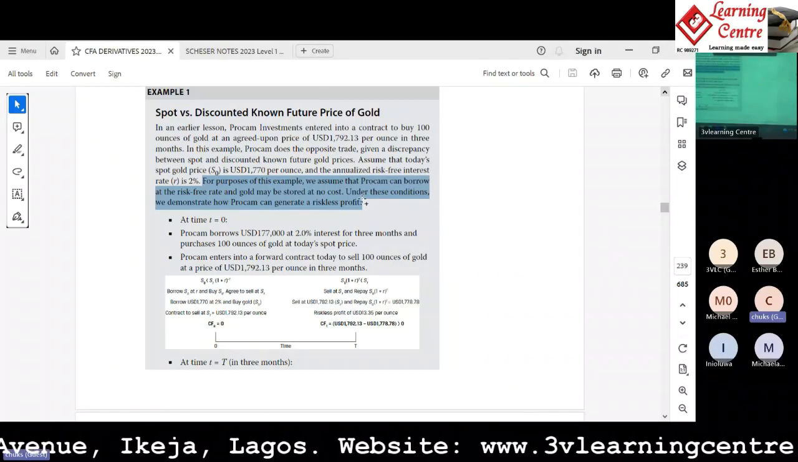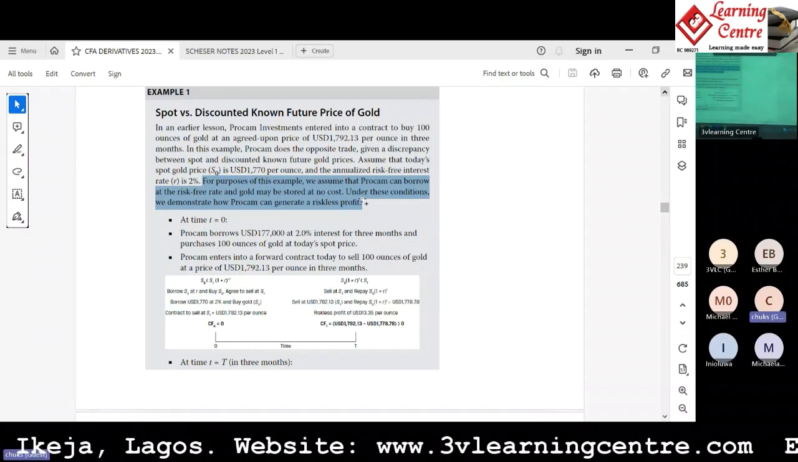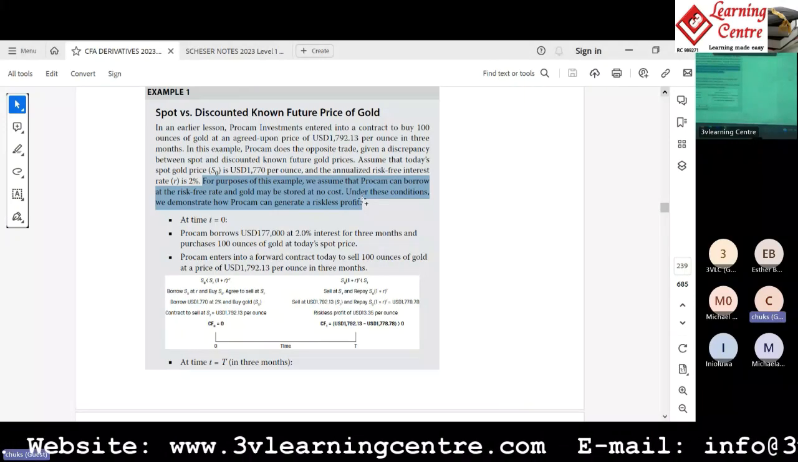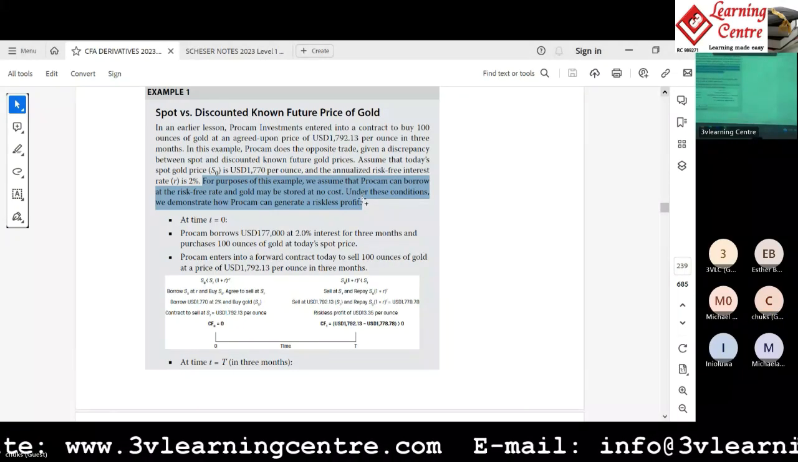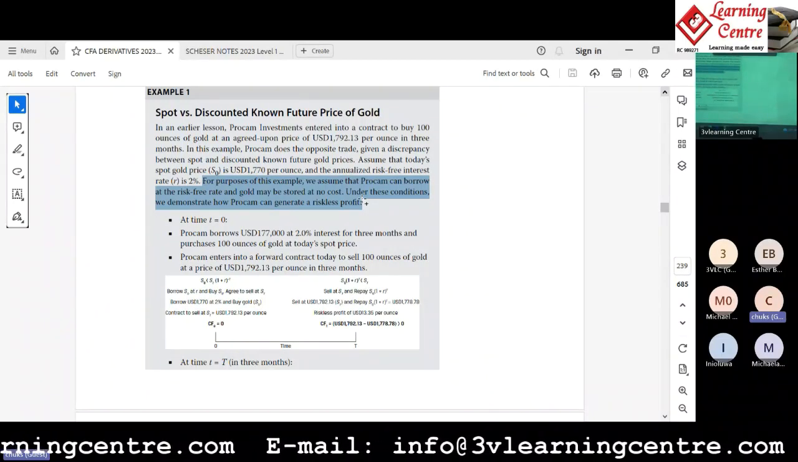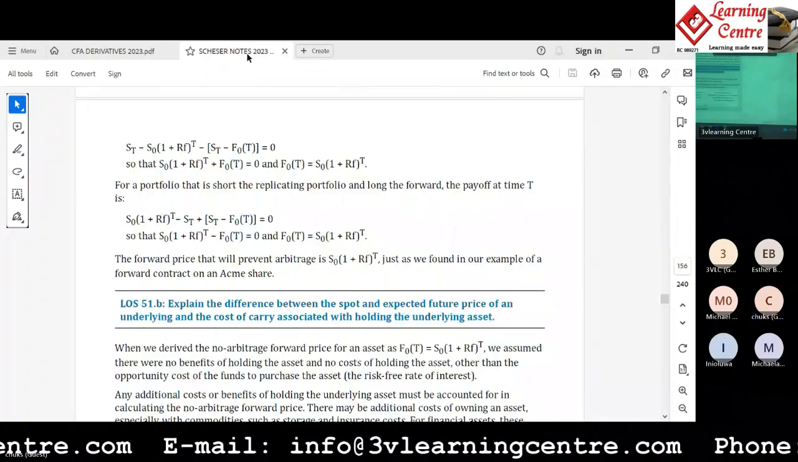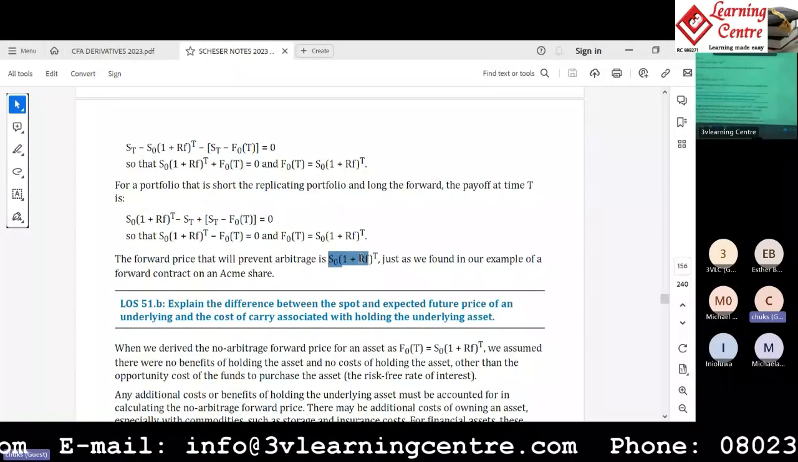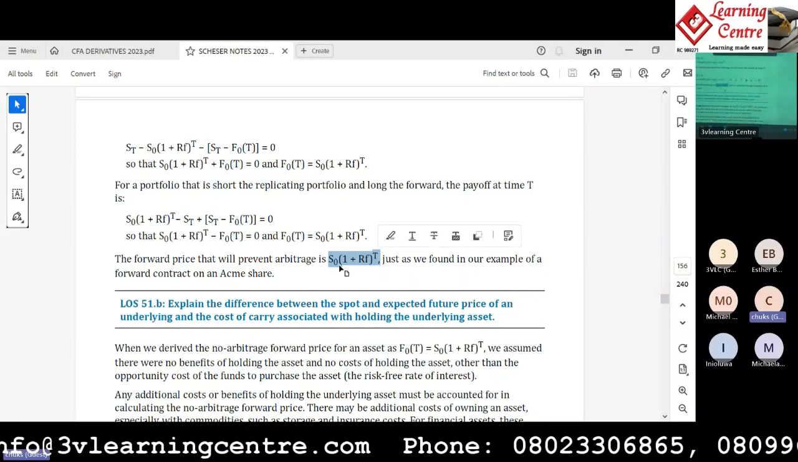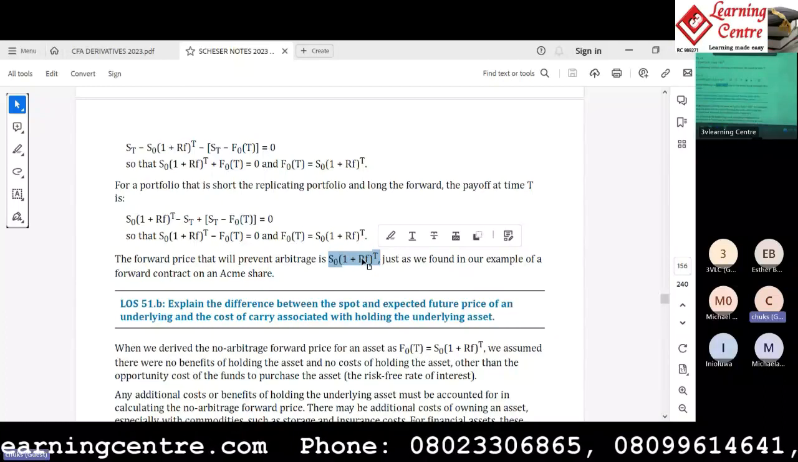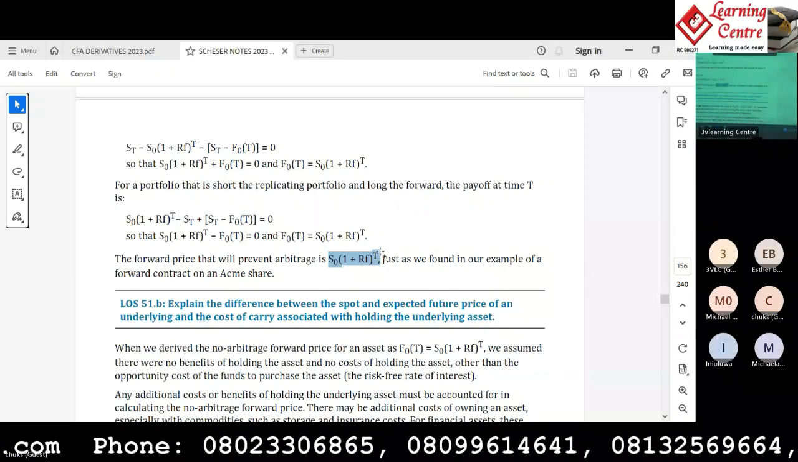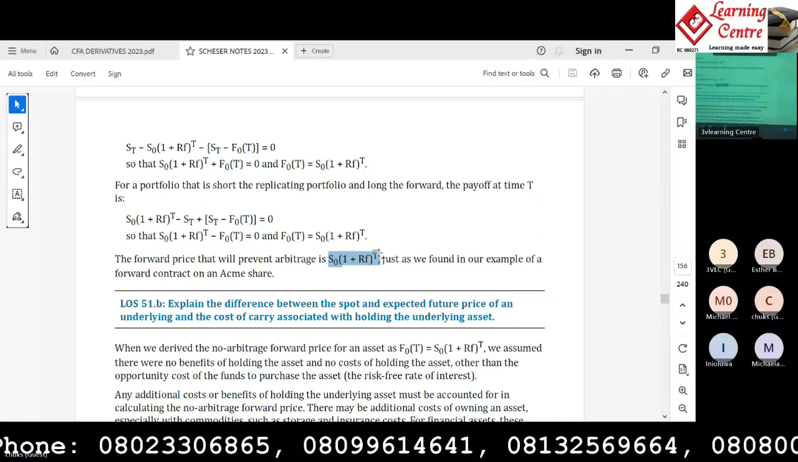So we have three things here. One is the price of gold today, which is the spot price. We have the forward price, which is 1792. And remember this formula: the forward price must be equal to the spot price times 1 plus the risk-free rate raised to power t. The t is the time, in 12 months, basically.